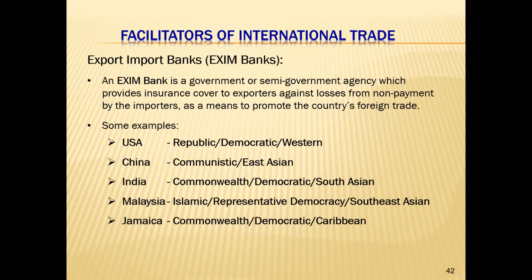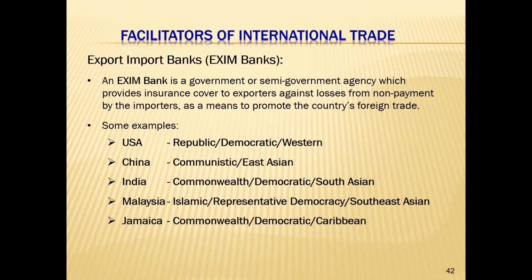And as we go through some of these examples, you will see some of those similarities and some of the differences. So the examples we're going to be looking at are the United States, China, India, Malaysia, and Jamaica. And this gives us a variety of EXIM banks globally. It gives us large countries as well as small countries, developed countries as well as developing countries. And also in terms of the political and economic setup of these countries, they diversify slightly.